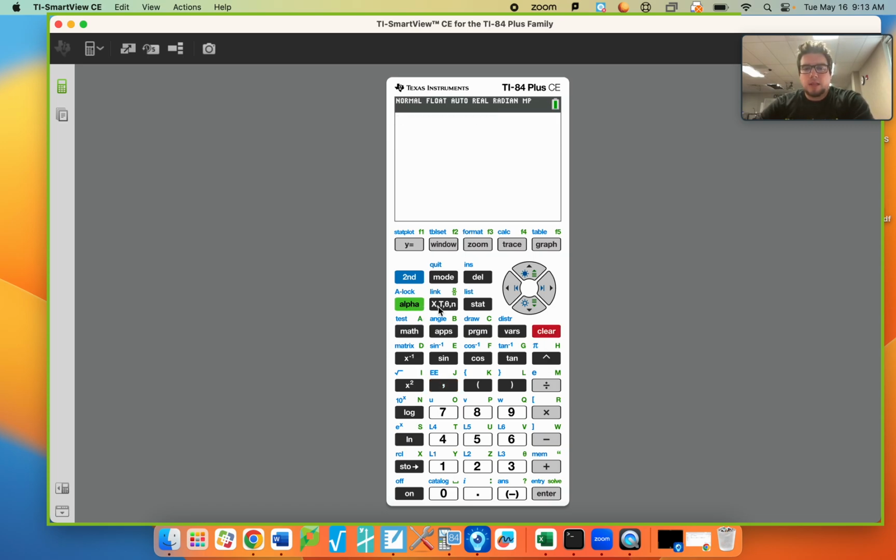Alpha helps you get to these letters, A, B, C, D, E, F, G, and things like that. Those letters are just empty variables that you can use and recall. For instance, if I hit alpha A and I hit enter, it's going to say 0. What I can actually do is store values into it.